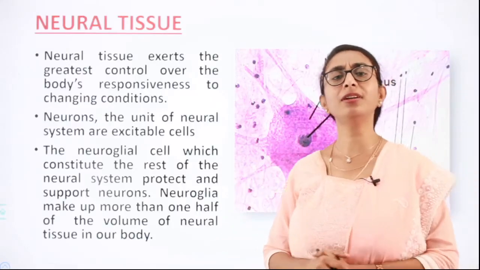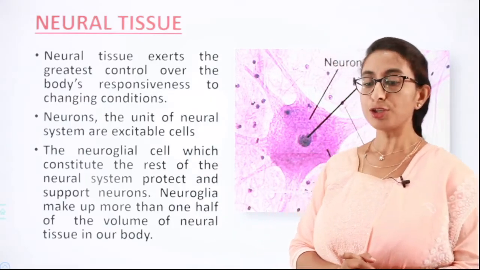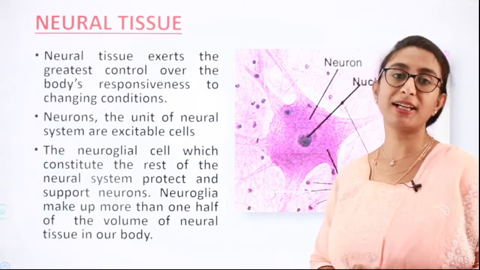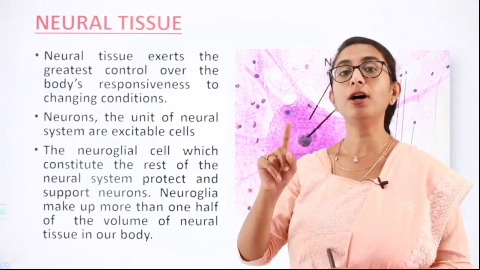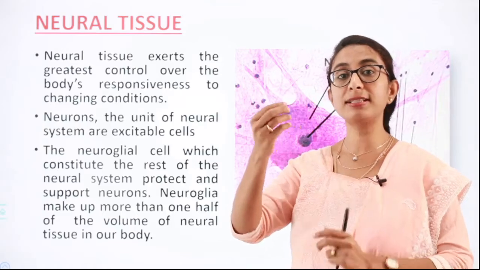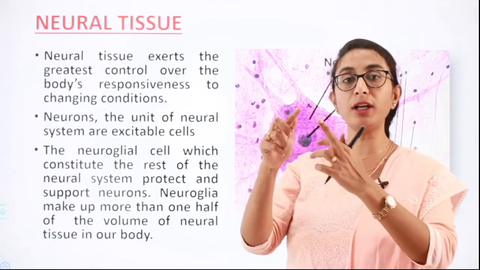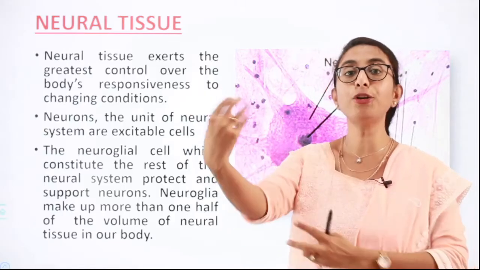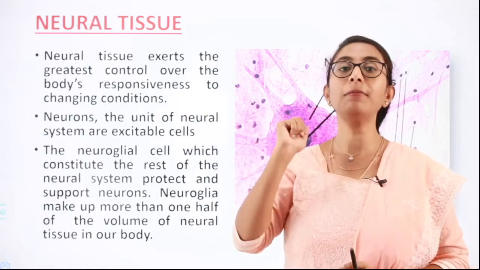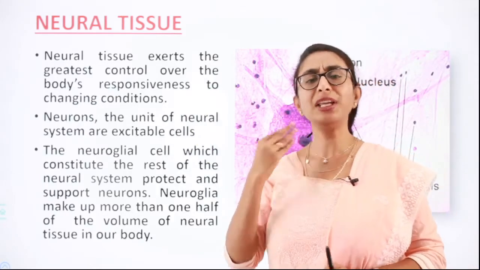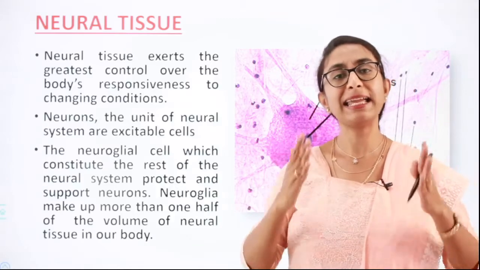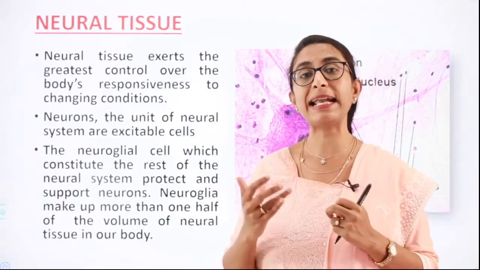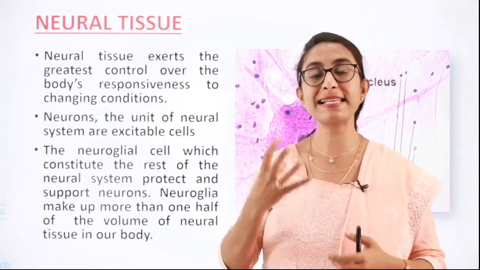Neural tissue, or we can even call it nervous tissue, exerts the greatest control over the body's responsiveness to changing conditions. Say you touch a hot object. Immediately it is the nerves which communicate that you are touching something hot, right from your finger up to your brain, and your brain gives a signal to your hand asking you to remove your finger from that hot object. All this happens in a very well coordinated manner, and we shall be discussing exactly how in the human physiology chapters. As of now, we are concerned only with understanding how the neural tissue is, and what are the cells present in it.